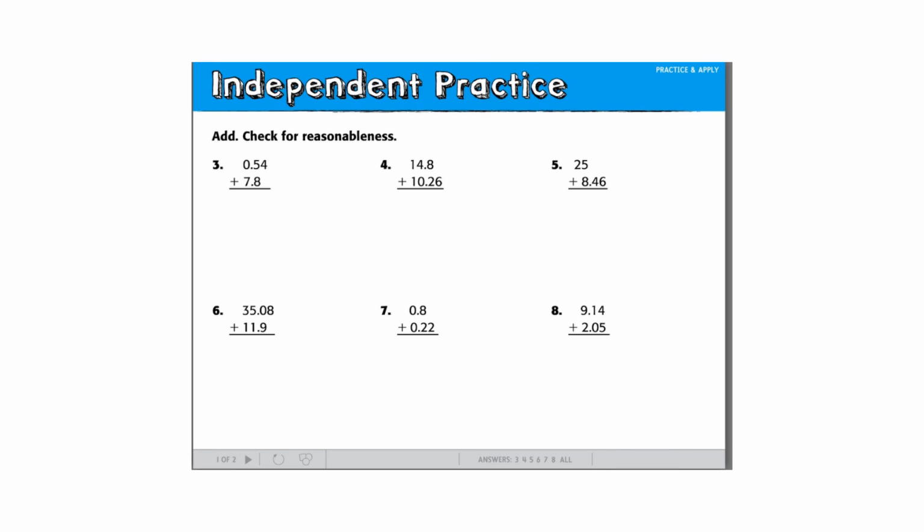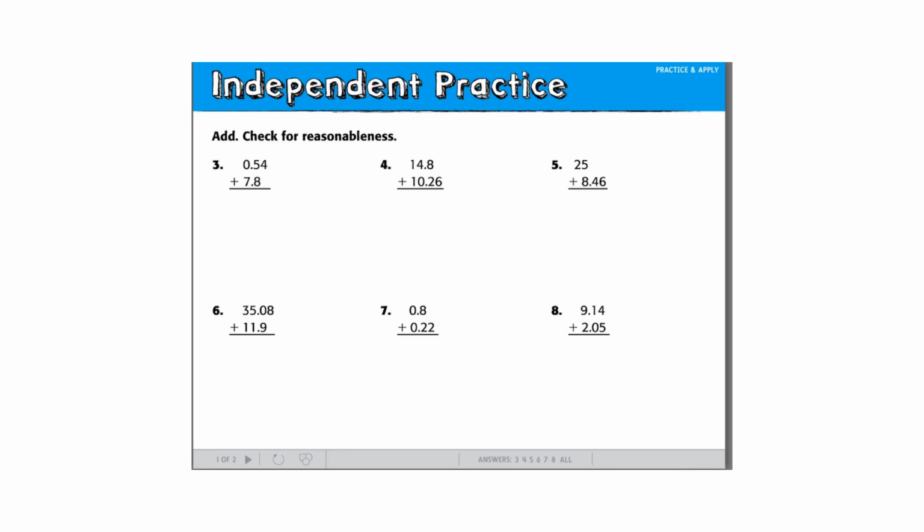Really what they're saying is make an estimate in your head of what those numbers would be and then add them together in your head. So maybe you're rounding 54 hundredths up to 1, and then you're rounding 7 8/10 up to 8, and then you're going to add them together, and so your answer should be somewhere around 9. The other thing that you can do when you're checking for reasonableness is double check that you have your decimals lined up and you've added up the correct place values.